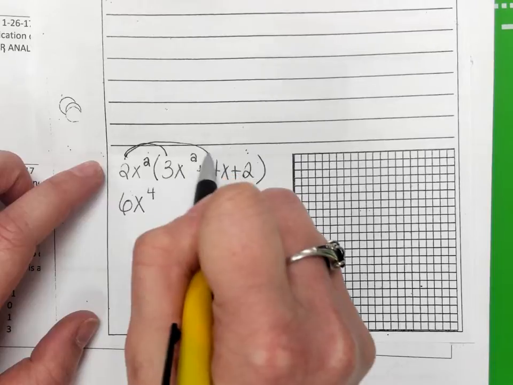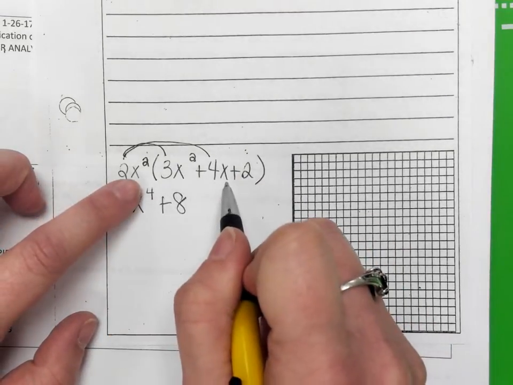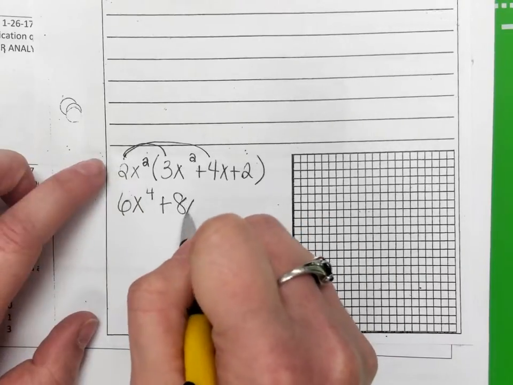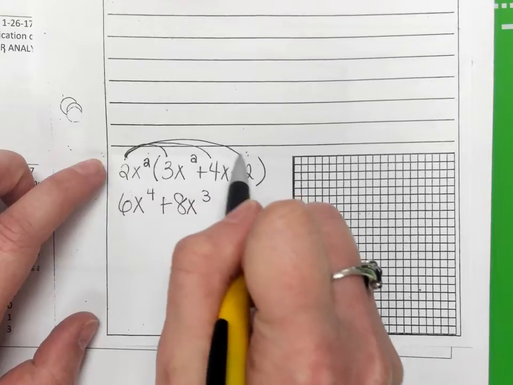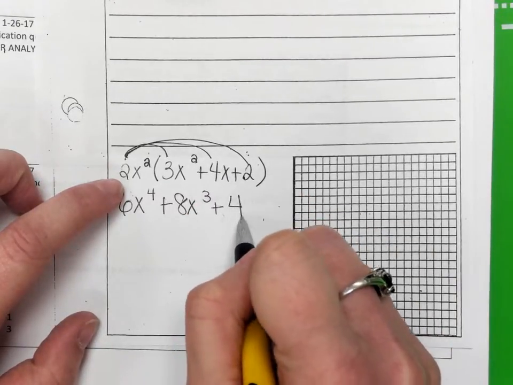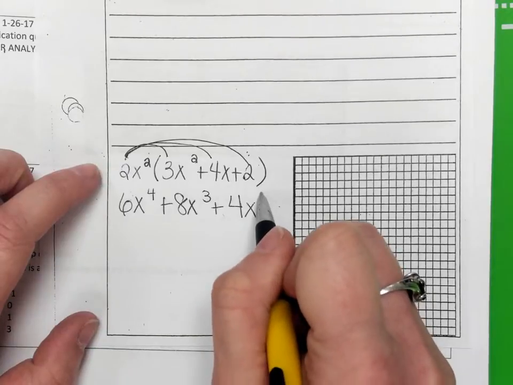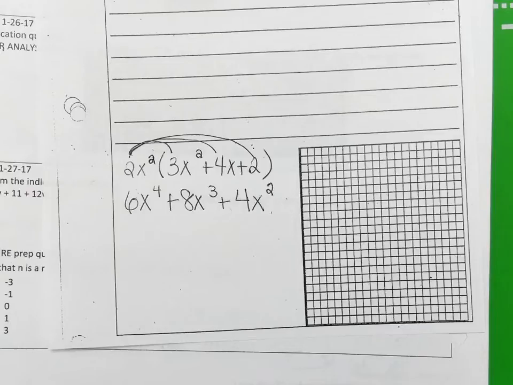All right, what's 2 times 4? 8. And what's x squared times x? X to the 3. Very good. All right, what's 2x squared times 2? 4 what? X squared. Are y'all okay so far?